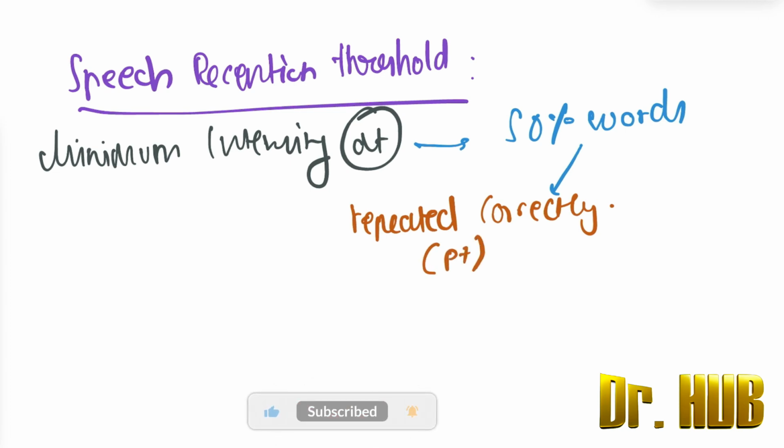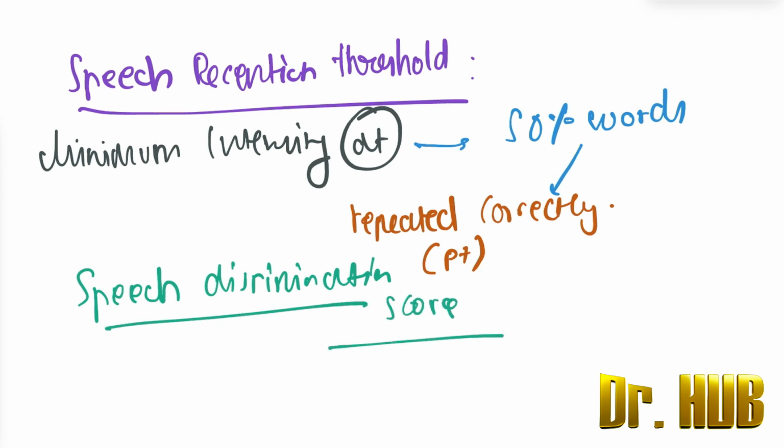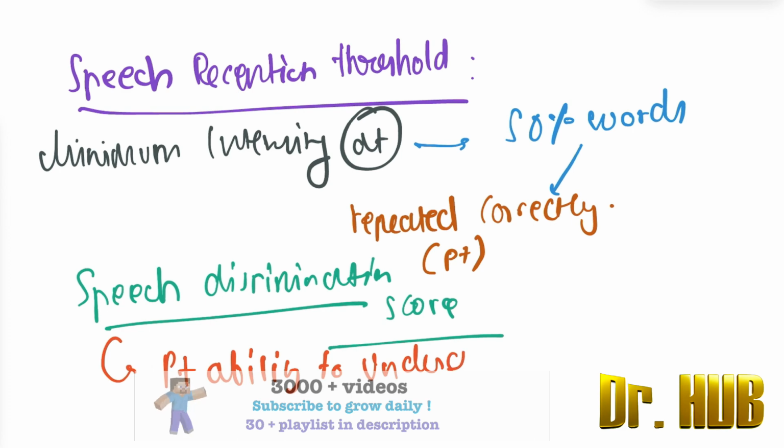Next is the speech discrimination score. So what happens in the speech discrimination score? It is basically the patient's ability to understand speech.